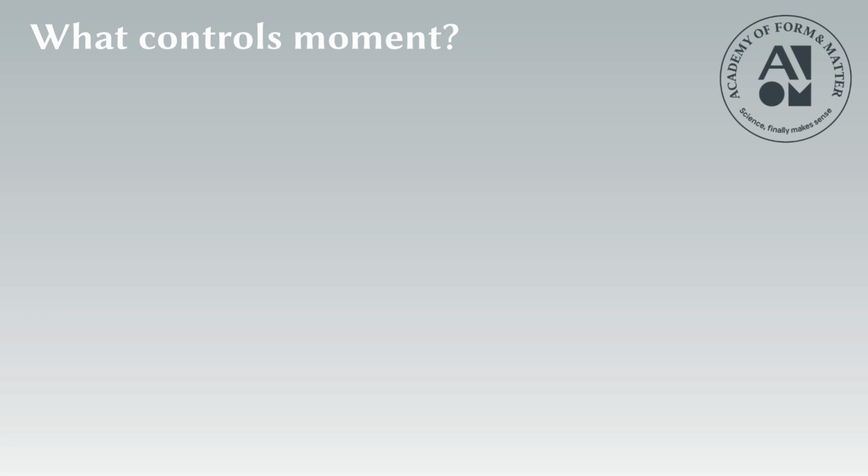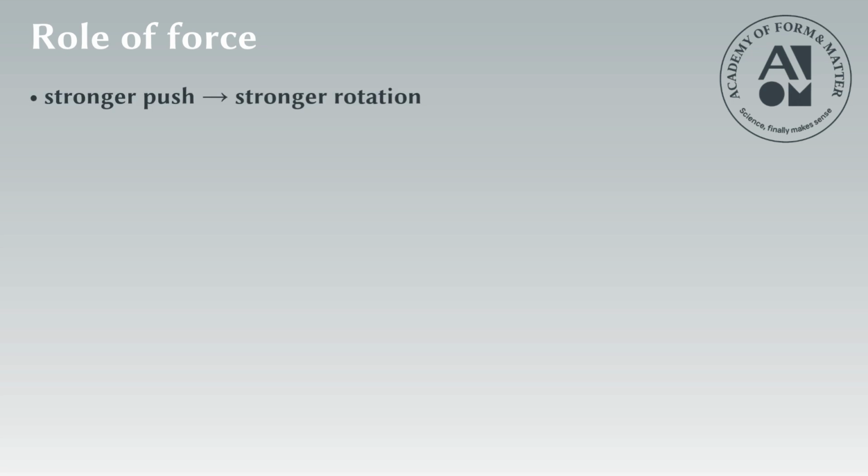So what controls the magnitude of a moment? Three things: the force, the distance from the pivot, and the direction of the force. First, the force. Push harder, and the rotation increases. In other words, the moment becomes stronger.